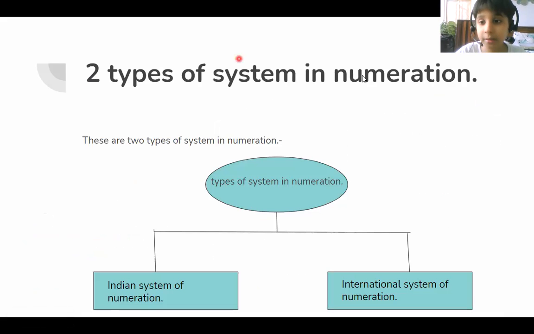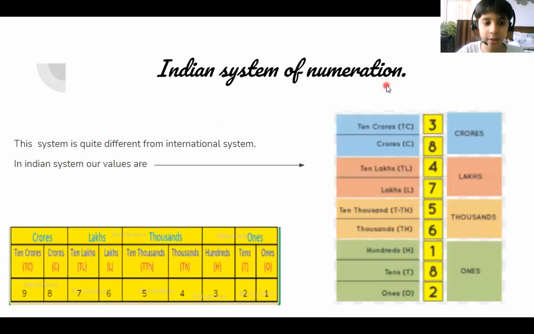There are two types of systems of enumeration: the Indian system of enumeration and the international system of enumeration. The Indian system is quite different from the international system. In the Indian system, our values are ones, tens, hundreds, and then thousands, ten thousands, lakhs, ten lakhs, crores, ten crores.